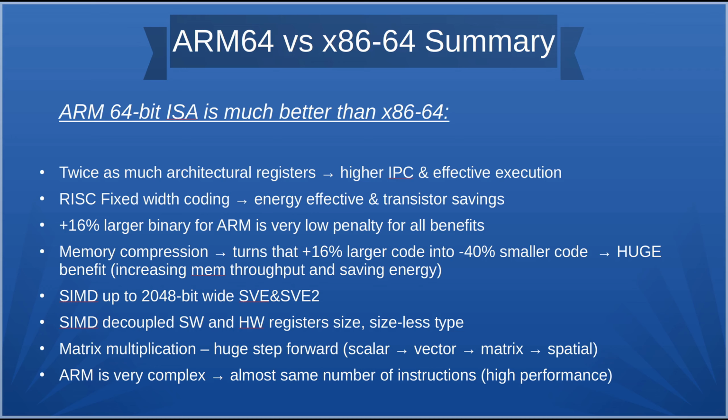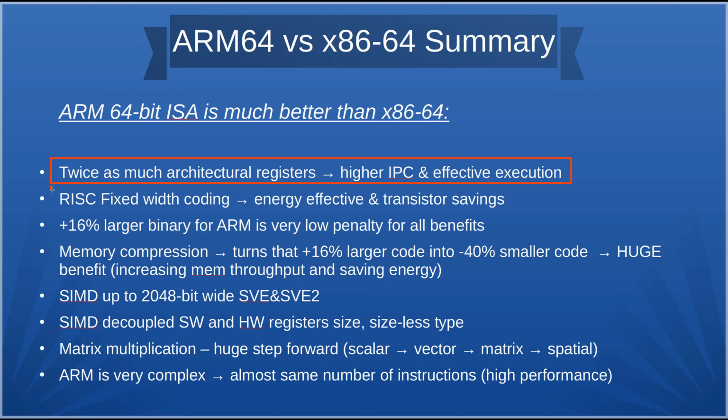I was very impressed by what I found in the data when comparing ARM and x86, and this leads me to some conclusions. The conclusion is that ARM is, surprisingly for me, much better than x86. To summarize, it has twice as many architectural registers, which leads to higher IPC, which we can see in the performance in Geekbench. We can see that the Apple cores have about 70% higher IPC than Intel, and also AMD, because AMD is plus minus 5%.